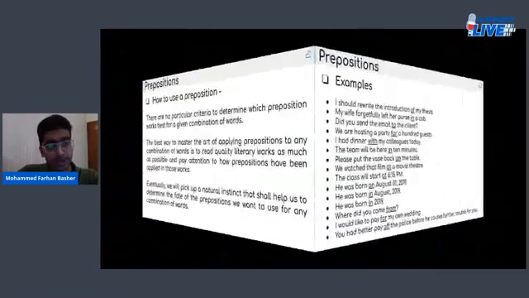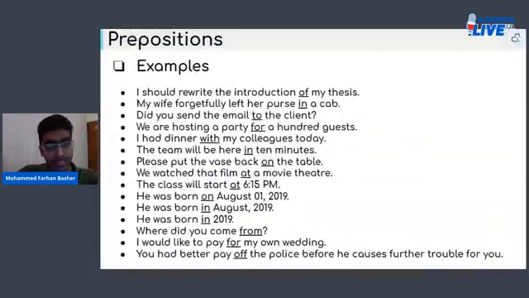Now let's take a look at some examples, some sentences where we've used multiple prepositions. I'll enlarge the screen so you can see better.